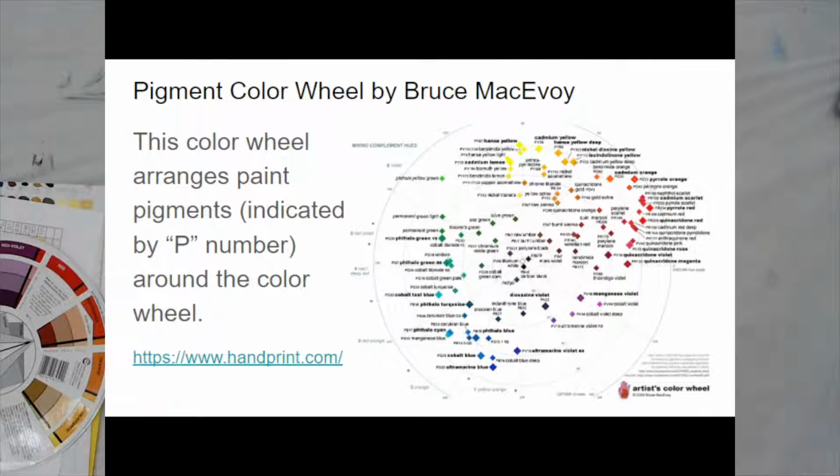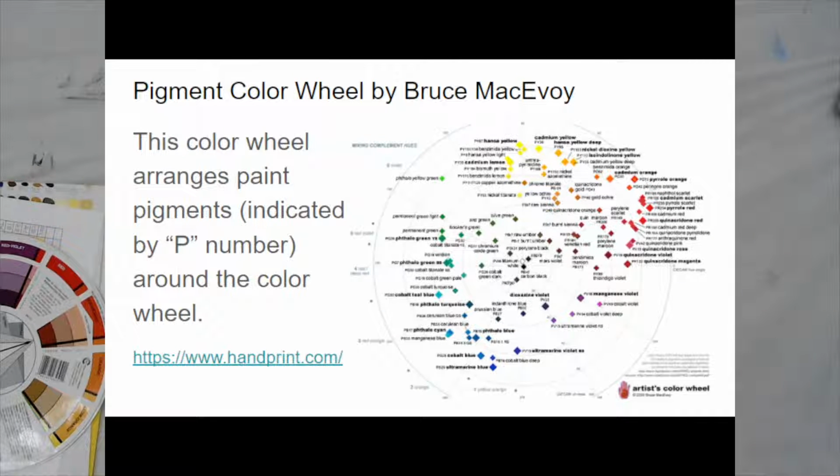On this page, it shows what's called the pigment color wheel. This was authored by Bruce McAvoy. This paint color wheel arranges paint pigments, indicated by the P number on the tube of paint, around the color wheel. So you see how crazy this is. These are the yellows, these are the reds, these are the blues, and these are the greens. All these little color dots represent colors of paint that come in tubes, and none of them fall exactly on one particular spot on the color wheel.